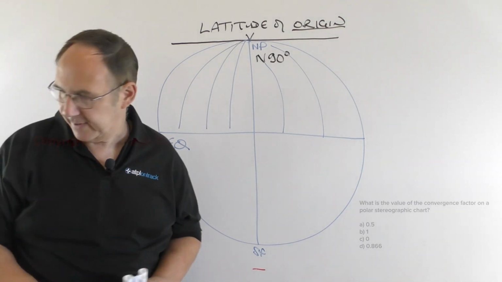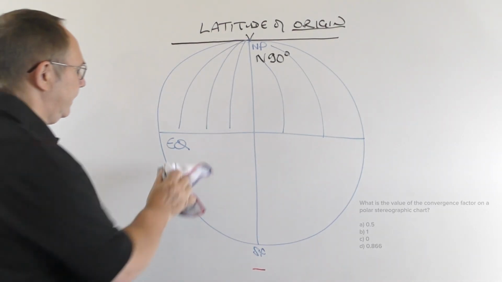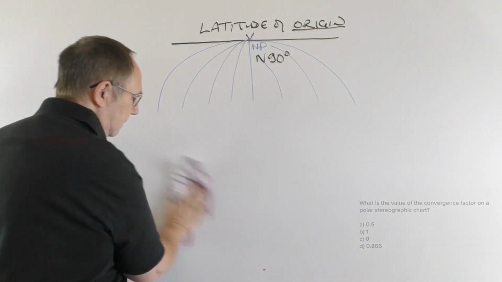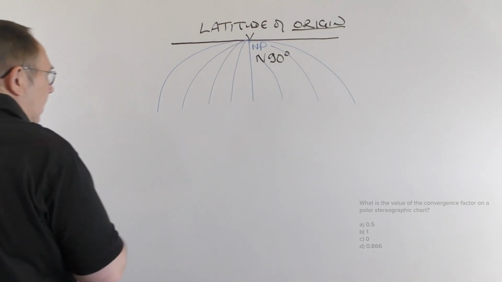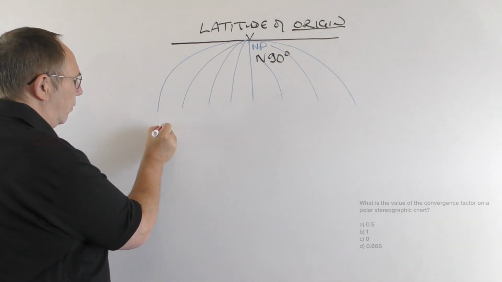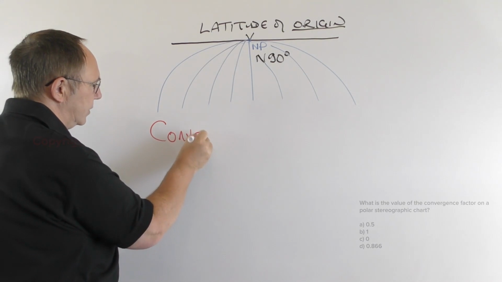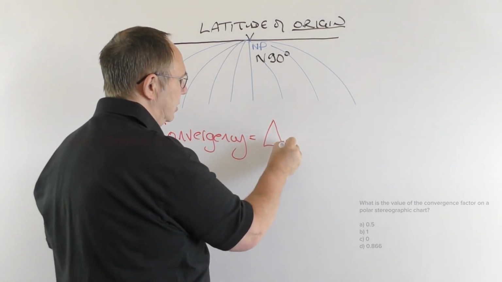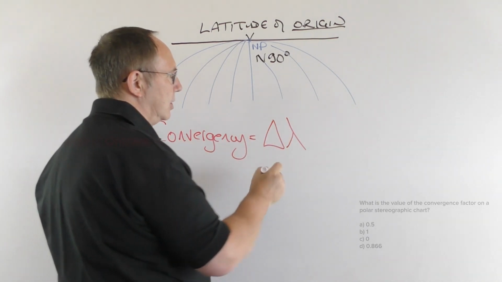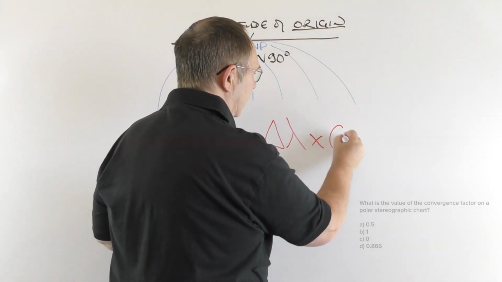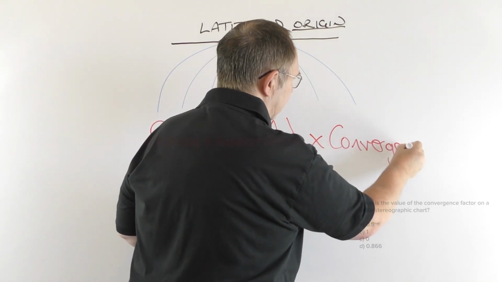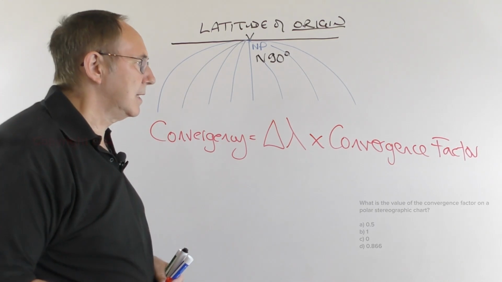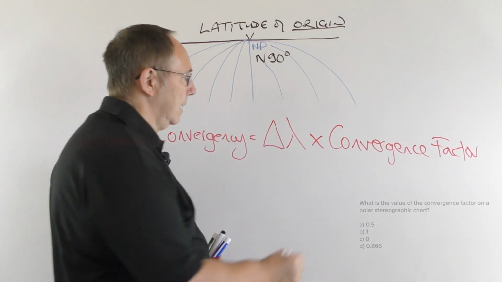Where do we find the convergence factor? Let me clean a bit of this board off. So the convergence factor is found in a formula called convergency, which is equal to change of longitude, delta lambda, multiplied by the convergence factor. Now the convergence factor is also known by its mathematical term n.